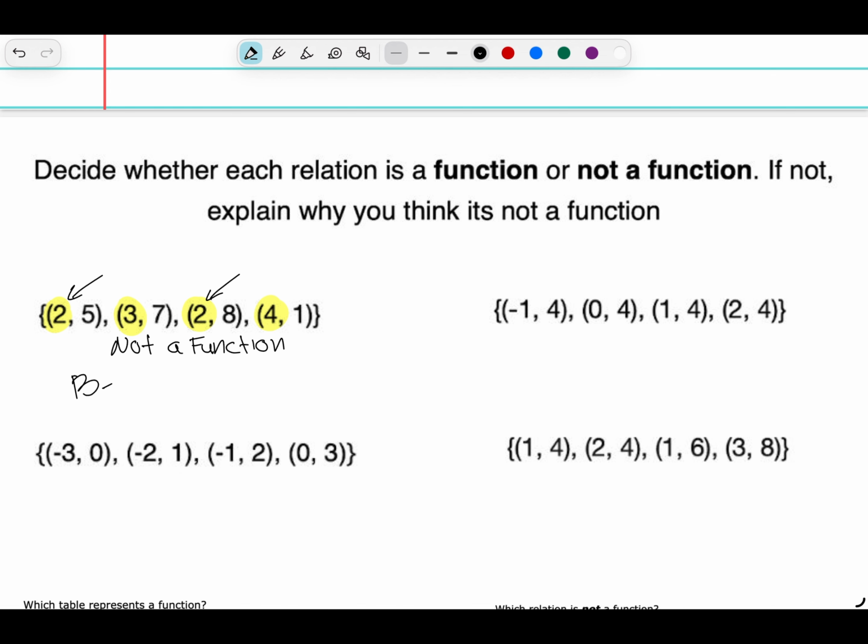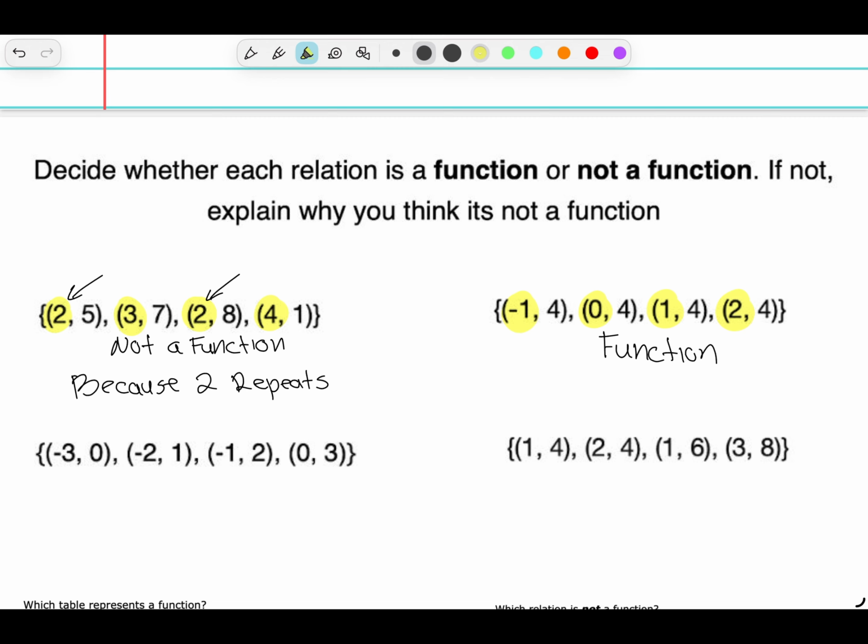Because the 2 repeats. Okay? Now in the next list, if we go through and highlight all of the x values, we got -1, 0, 1, and 2. What you notice is that's a -1 and that is a +1. Because they are opposite signs, that means they're not being repeated. So this one here would be a function because no x values repeat.